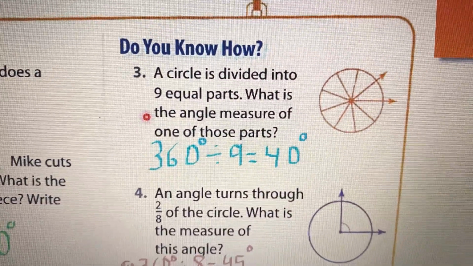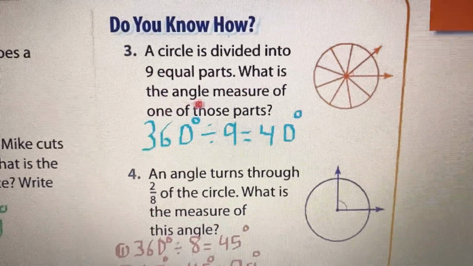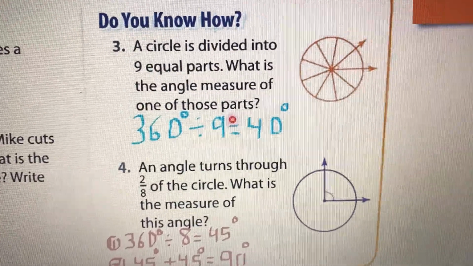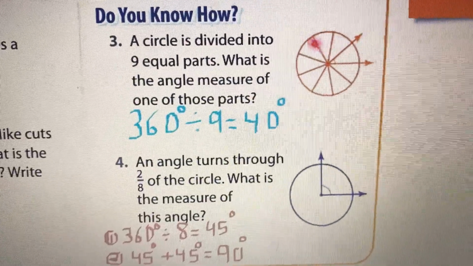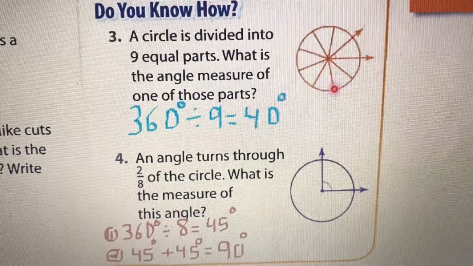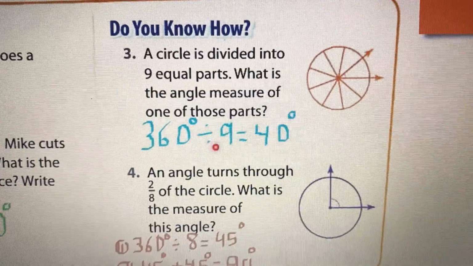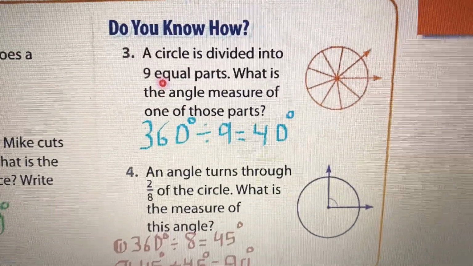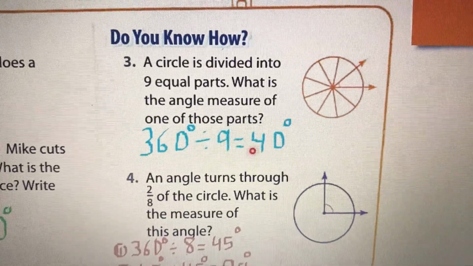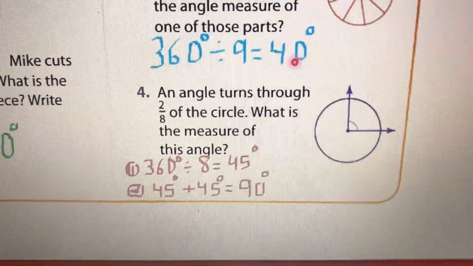Here, a circle is divided into 9 equal parts. What is the angle measure of one of those parts? Again, I will say 360, because the total measure of this one circle equals 360. So 360 divided by 9 equal parts equals 40. 36 divided by 9 equals 4, and put the 0 down. So 40 degrees.